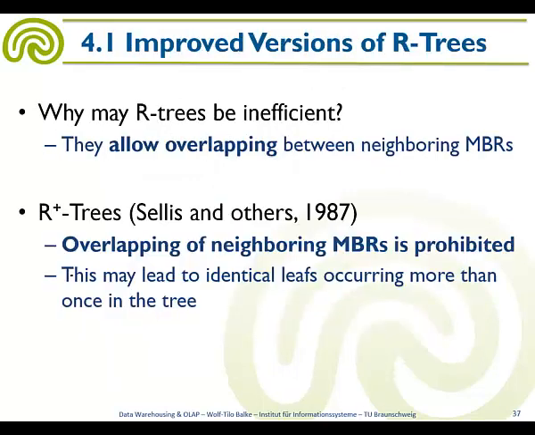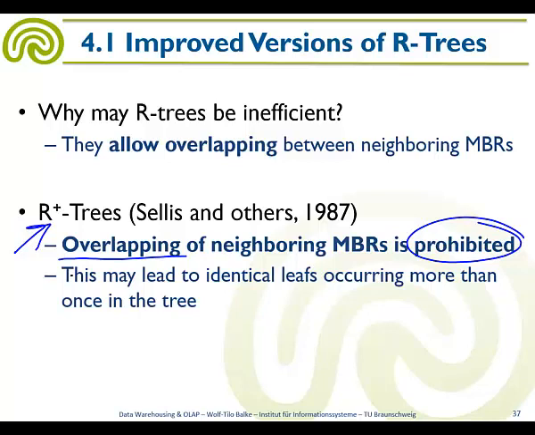And there are different variations or improvements of R trees that allow you to handle that more efficiently, or in a better way, and that is the R plus trees. And the R plus trees have a very simple rule. So it prohibits the overlapping of the neighboring minimum bounding rectangles.